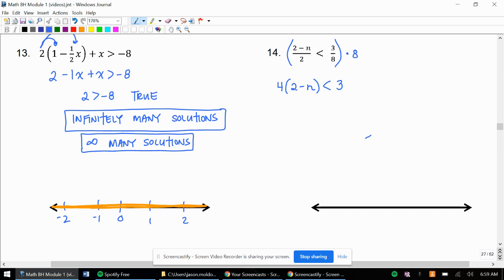Distribute the 4. So one more time. This was a 1, and this was a 4. That's how we got this 4 here. And then it resets when we apply it to the 3/8. 8 minus 4n is less than 3.